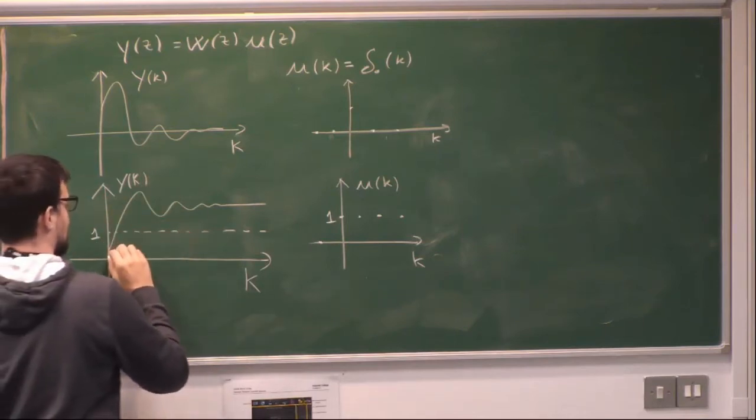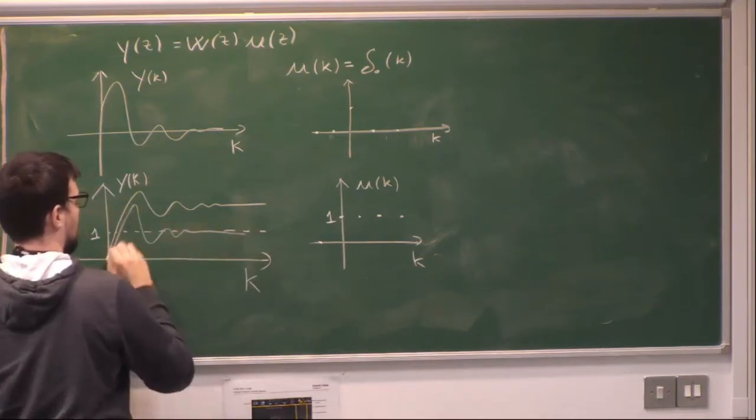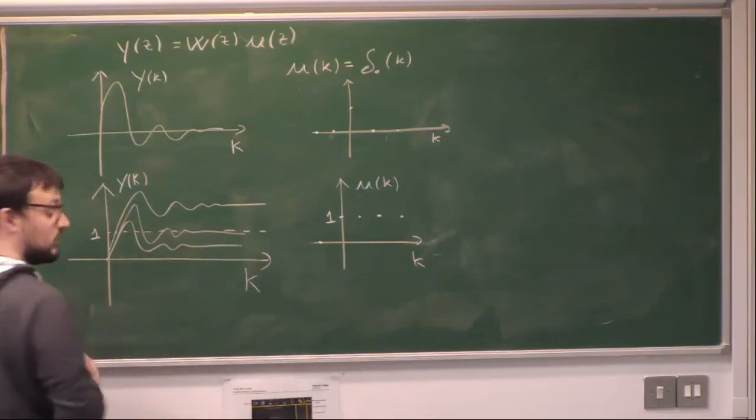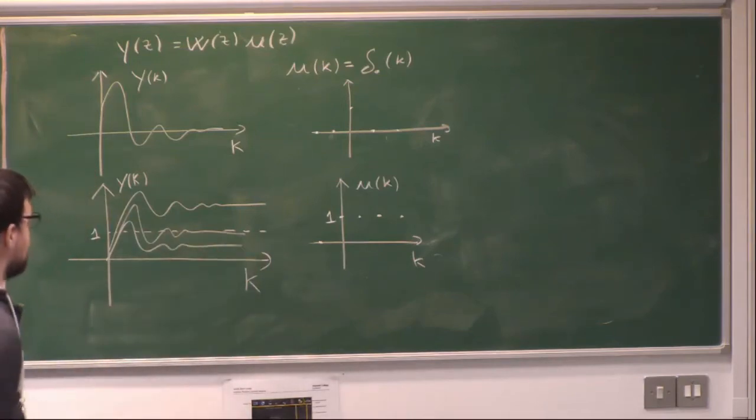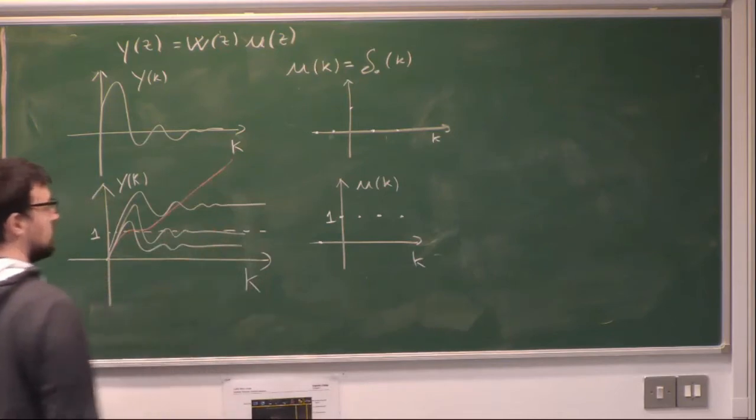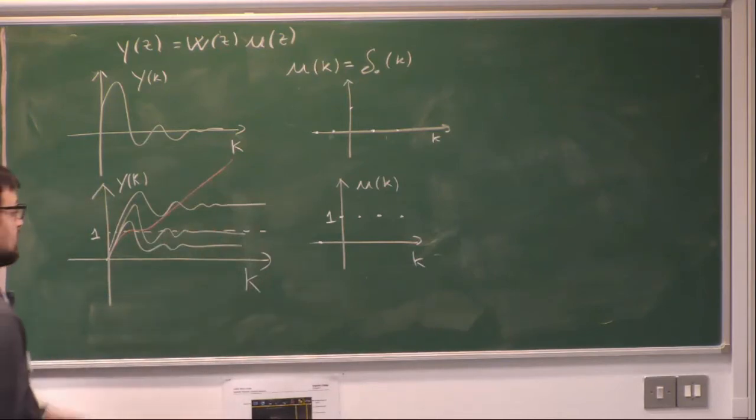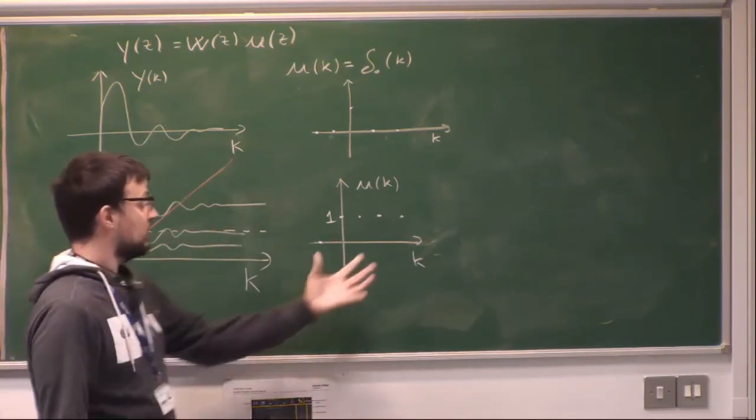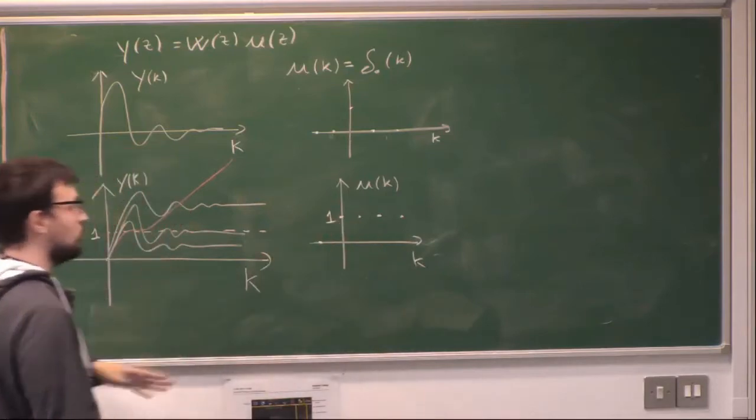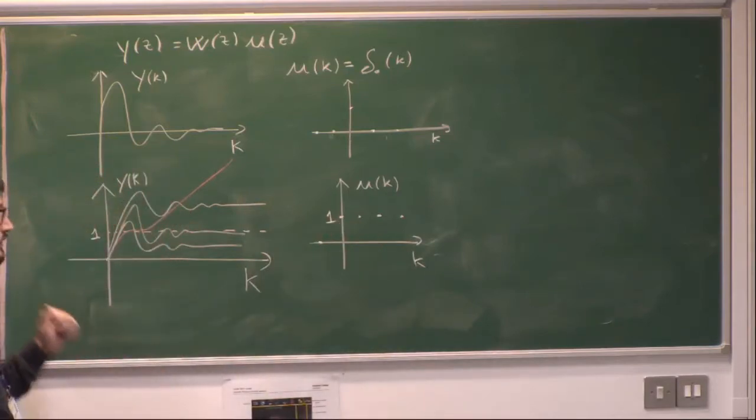As you said, something like this may happen, or something like this may happen. What for sure cannot happen is that the system goes to infinity, okay? Because the system is asymptotically stable and the input is bounded, the output will be bounded, okay? So this is a nice property, an implication of asymptotic stability.